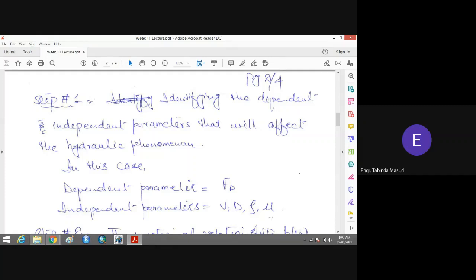But once again, I want to tell you that a person who's quite experienced in his or her study area will be able to define these parameters. For you people, when this kind of problem is given to you, all the dependent and independent parameters will also be given to you.